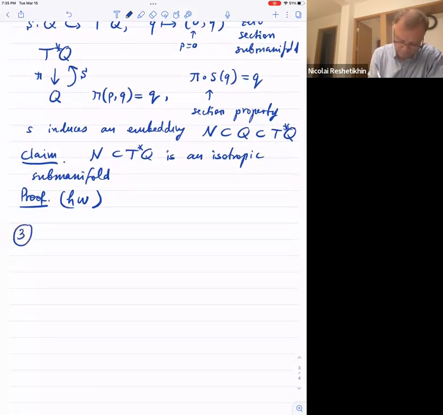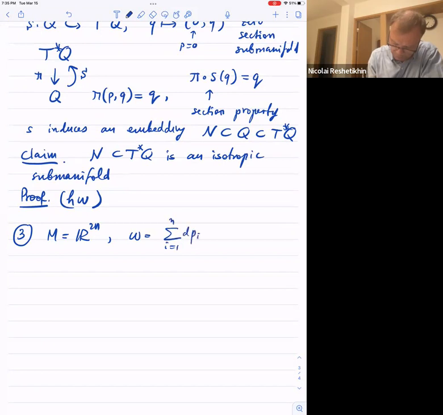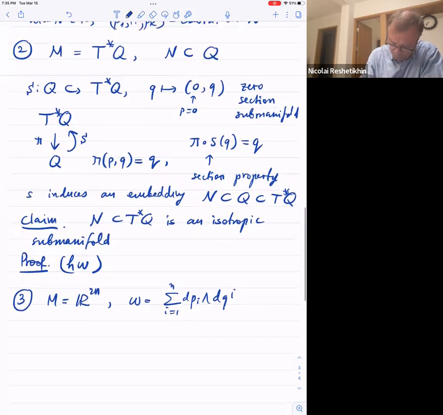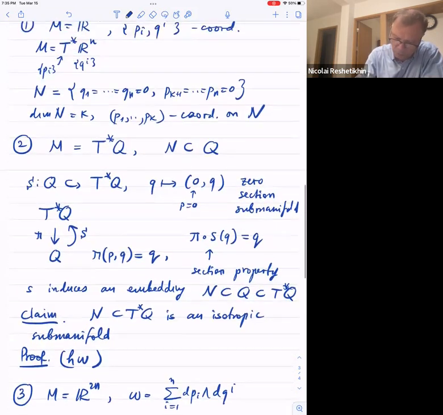So another example, let's return to our flat case with coordinates pi and qi and with the symplectic form dpi wedge dqi. It's the same symplectic form as in the first example. I just forgot to write it.